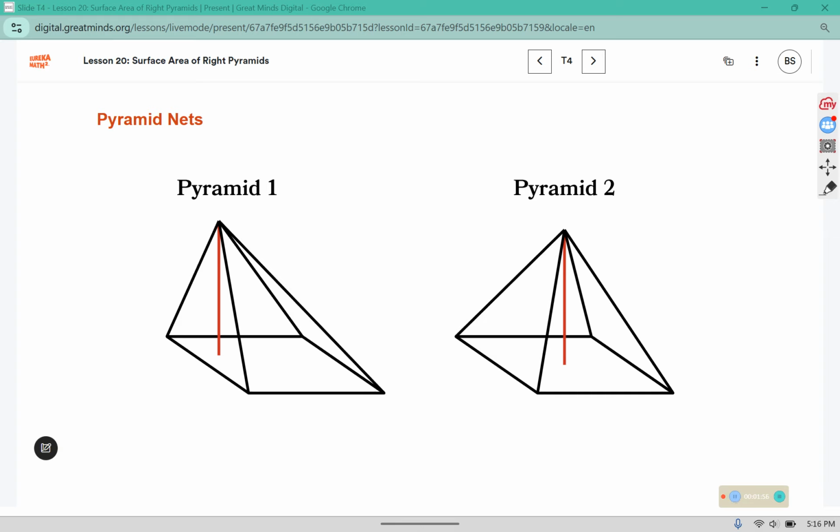Here we have 2 pyramids, one that appears to be leaning and one that has the point directly over the center of the base. These are both pyramids, but this one is called a right pyramid because the point at the top is directly over the center of the base.